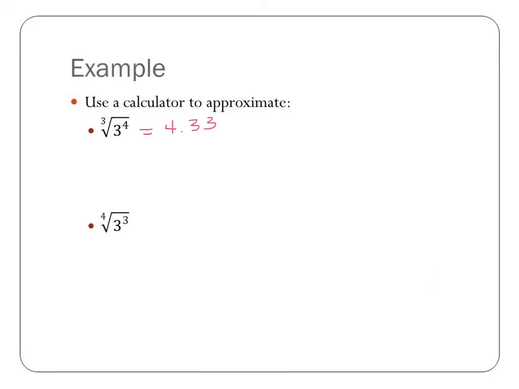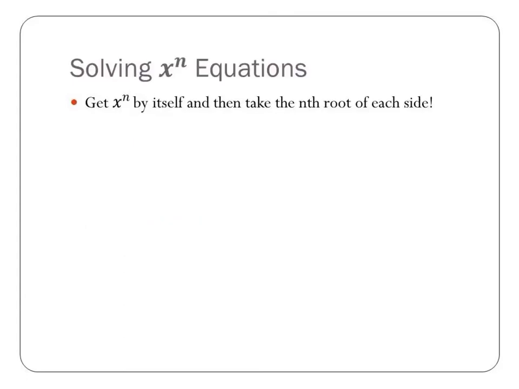4.33. It's 4.3267. Okay? And then I'm going to do the fourth root of 3 cubed, and I get 3.28. Nope, 2.28. Let's try that. 2.28. Okay, and if you don't know how to use your calculator to find those, then just please ask.